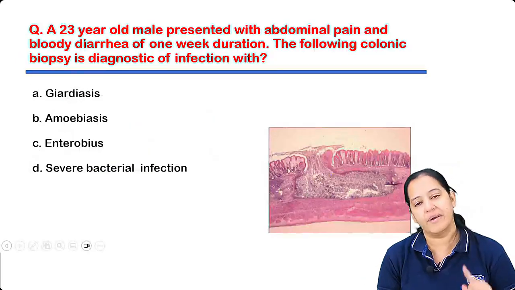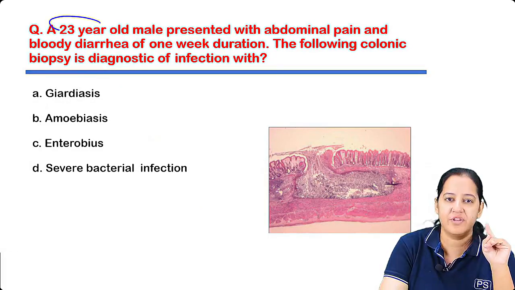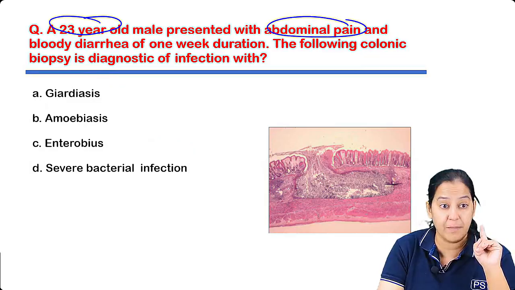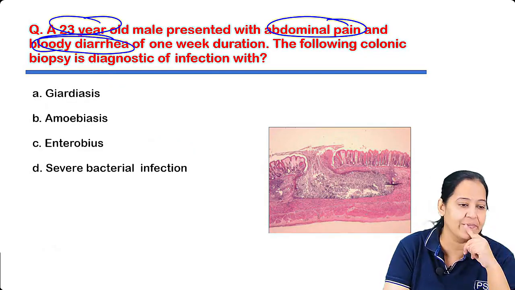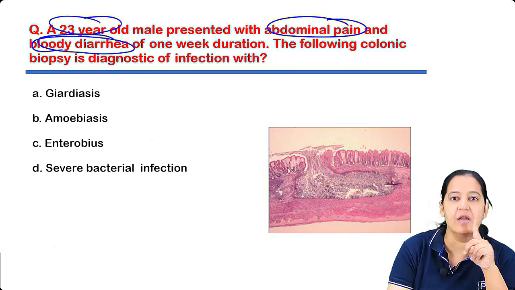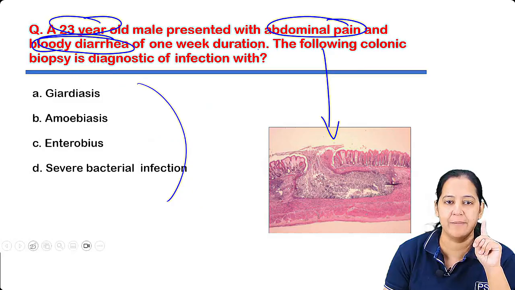Read the question. You have to read the question; I also know the answer. There is a 23-year-old man presented with abdominal pain. The first clue is abdominal pain. Bloody diarrhea, the second clue is dysentery. Dysentery is always the clue. One week duration. See the following diagram. See the biopsy. Tell me the diagnosis. The biopsy is unique.